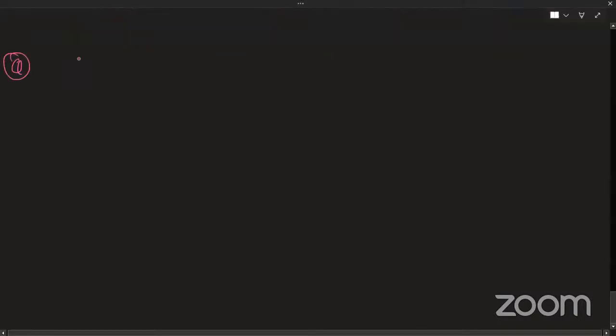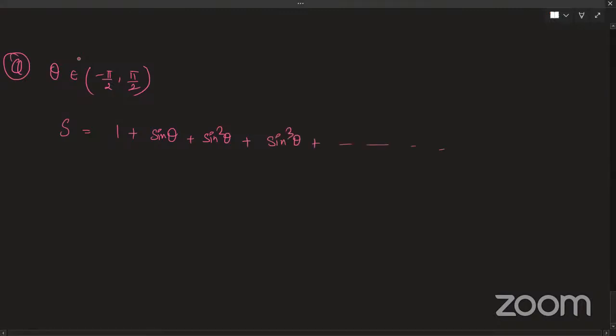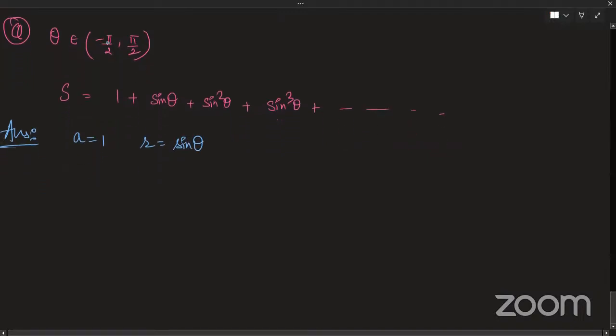One last question. My theta lies between minus pi by 2 and pi by 2. And I'm asking you the value of 1 plus sine theta plus sine square theta plus sine cube theta, and so on till infinite terms. Now can you tell me the answer? A is equal to 1. Everyone has understood the question? A is 1, correct. R is equal to sin theta, correct.